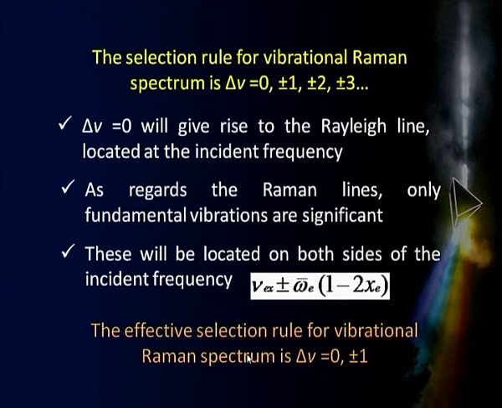So, the effective selection rule which comes out for our vibration Raman spectrum is just that delta V be equal to 0 and plus minus 1: 0 for Rayleigh scattering and plus minus 1 for the Raman scattering. Now, before we proceed further, let us quickly look at the prerequisite to observe vibration Raman spectrum.